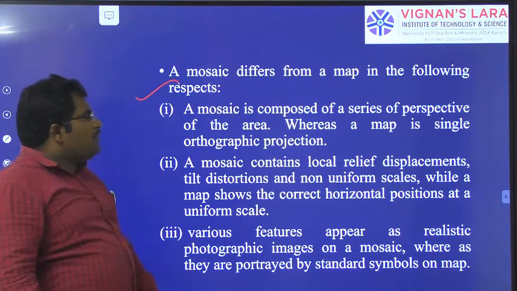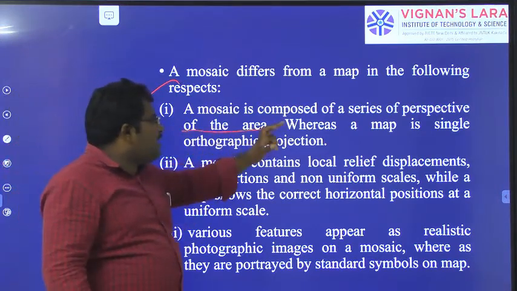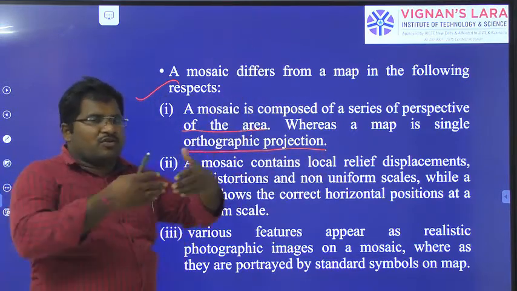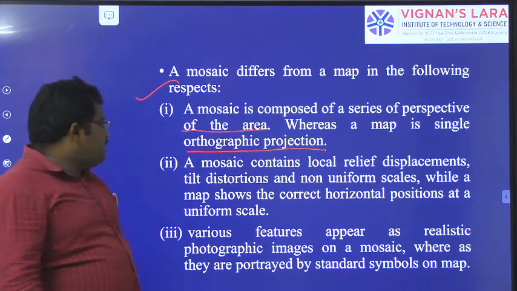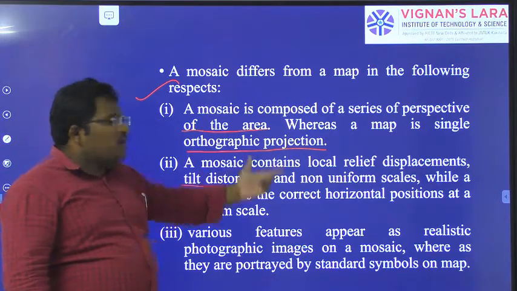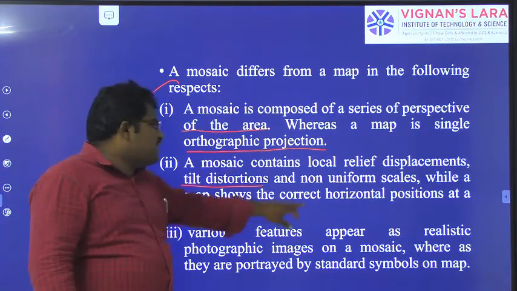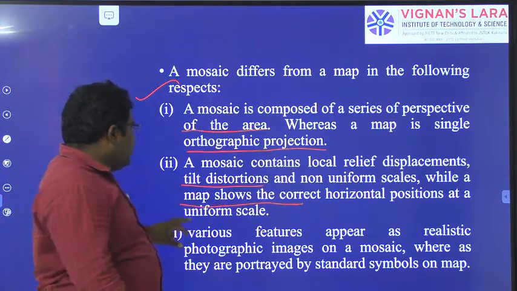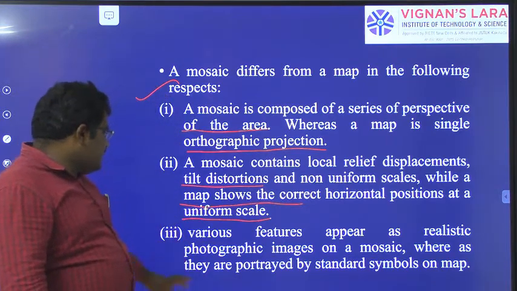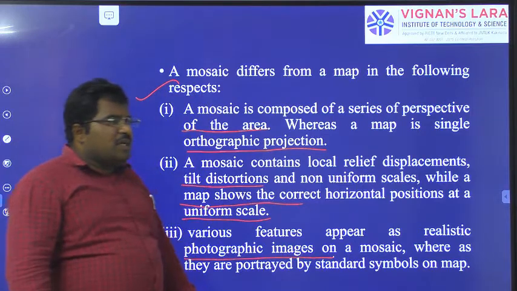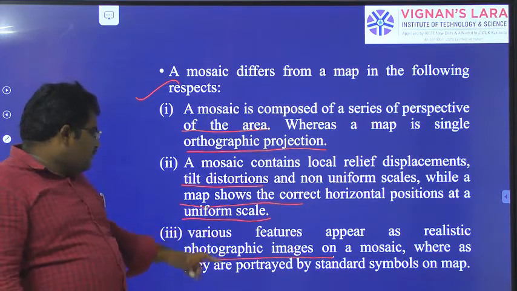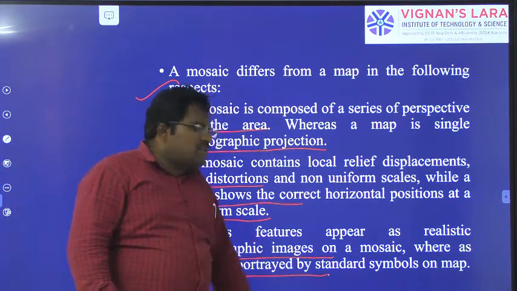Okay. Next, a mosaic differs from a map in the following respects. A mosaic is composed of a series of perspective views of the area, whereas a map is a single orthographic projection. Here we have so many arrangements of the photos, but a map is a single one. A mosaic contains local relief displacements, tilt distortions, and non-uniform scales, while a map shows the correct horizontal position at a uniform scale. Next, various features appear as realistic photographic images on a mosaic, so you can really see the color, the location, everything. But a map portrays them by standard symbols.